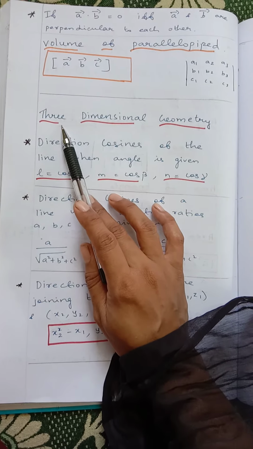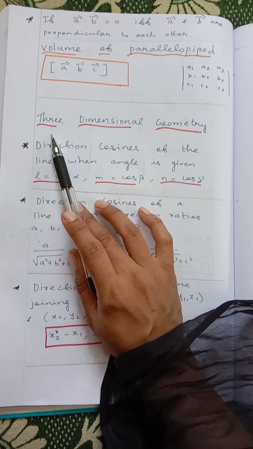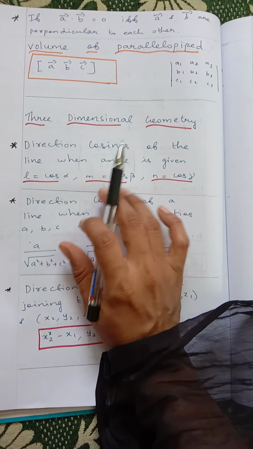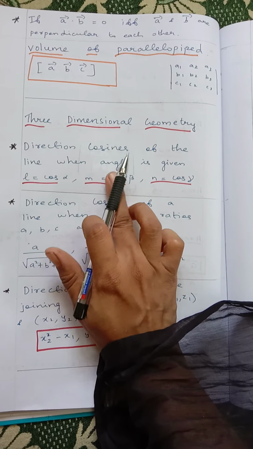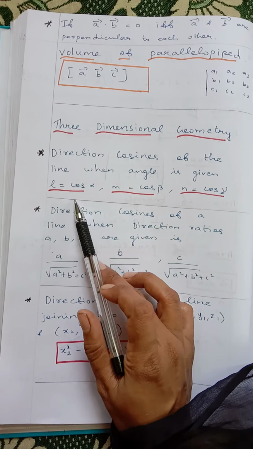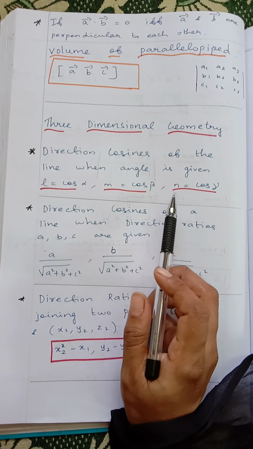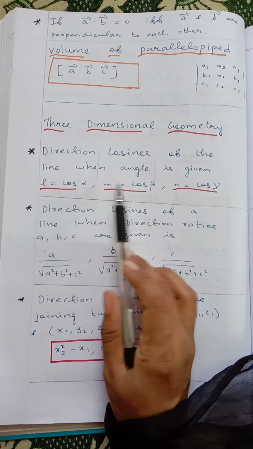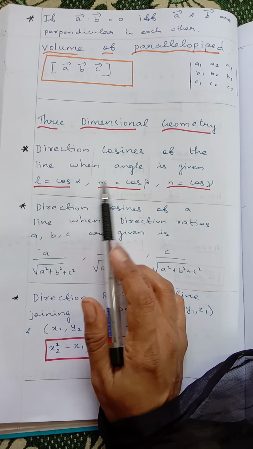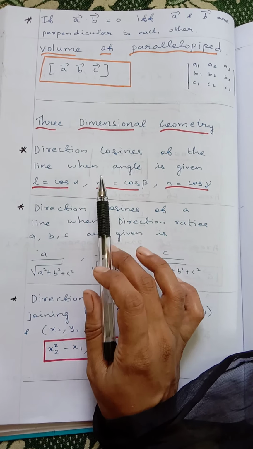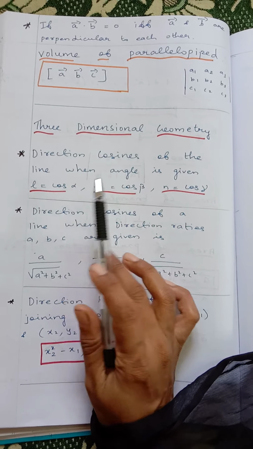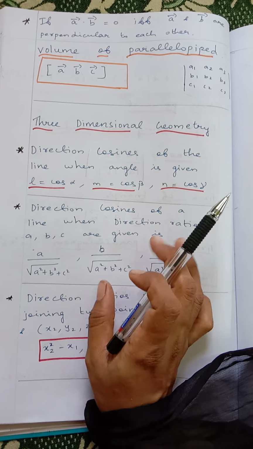The next one is, okay, next we are going for 3-dimensional geometry. In 3-dimensional geometry, the first case is direction cosines of a line when the angles are given. l is equal to cos alpha, m is equal to cos beta, n is equal to cos gamma. Alpha, beta, gamma values they will give you, right? That is your 45, 30, 60, whatever it is. If they give you the angles, you can find l, m, n, the direction cosines. You can substitute alpha, beta, gamma and then find the values.